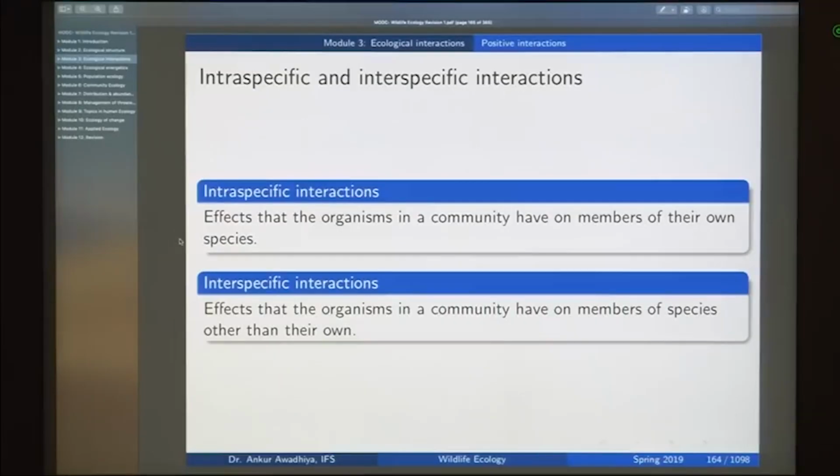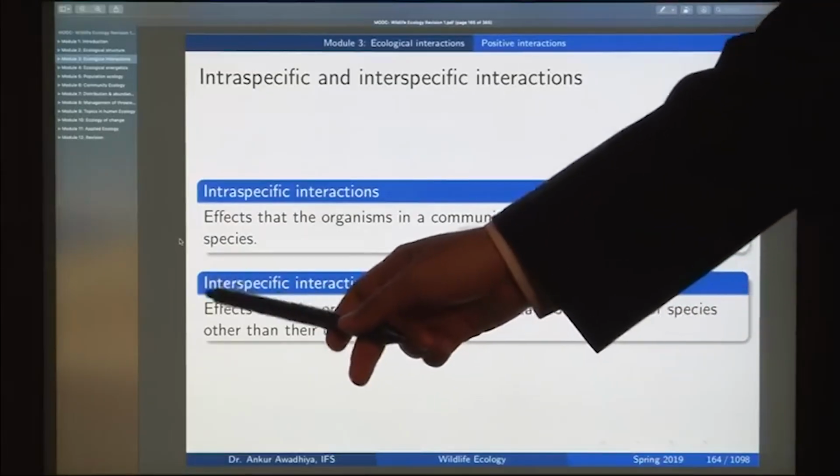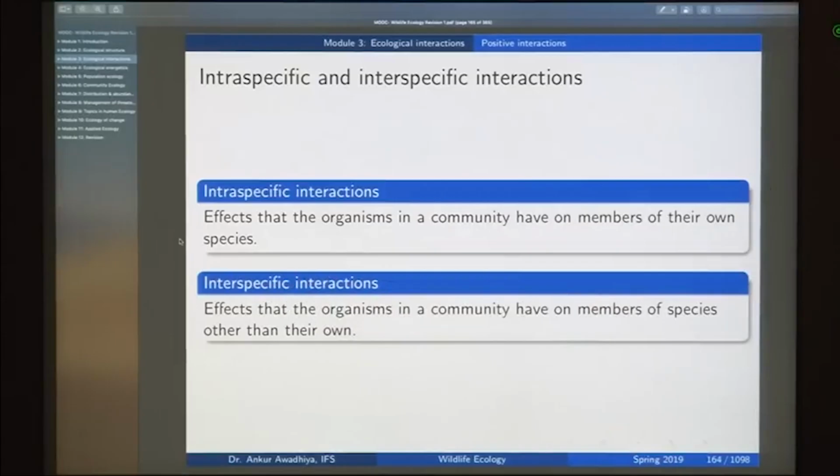Interspecific interactions, so in this case inter is among and specific is species. So these are the interactions, or the impacts or the effects, that organisms in a community have on the members of species other than their own, that is, on a different species.